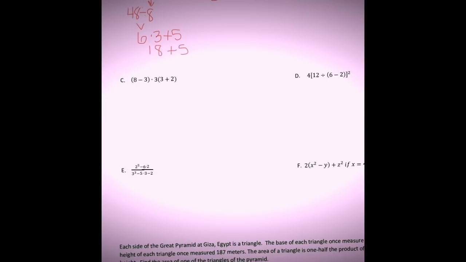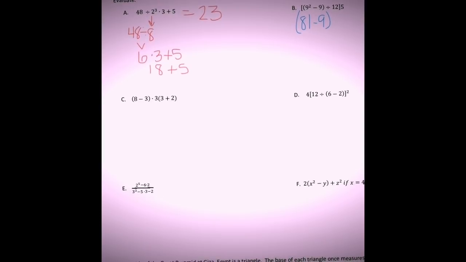Let's look at example B. Inside the parenthesis, I have to do 9 squared, which is 81, minus 9. That is going to give me 72. I have to take that and divide it by 12. 72 divided by 12 equals 6, and then I have to take that and multiply it by 5, which equals 30.